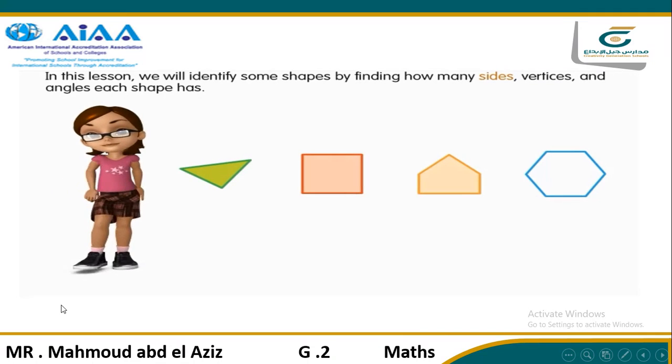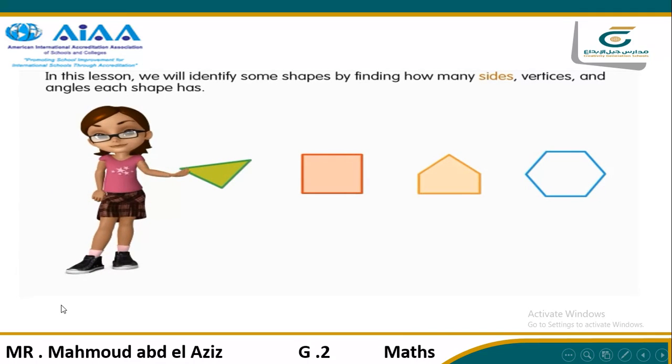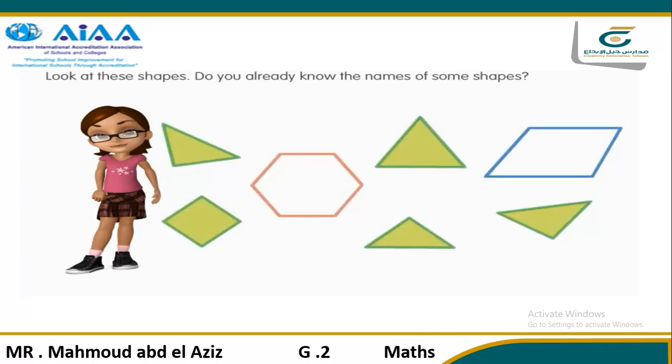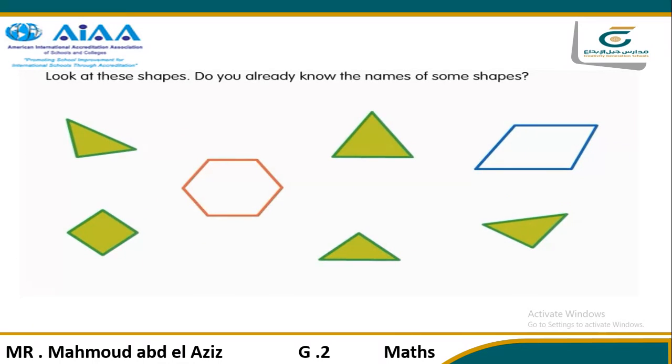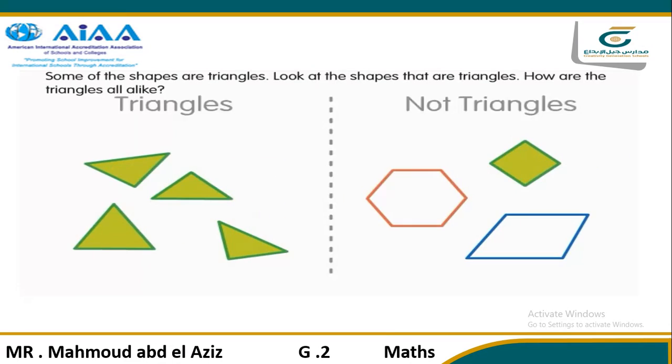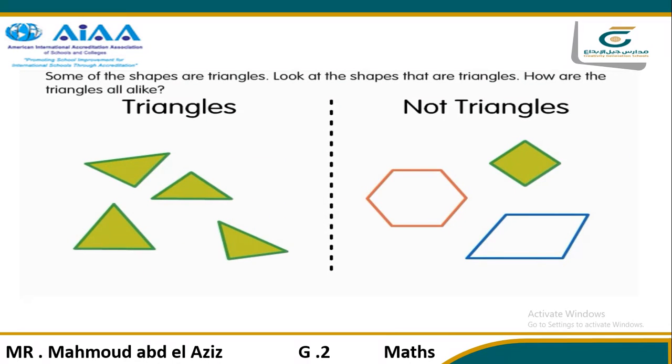In this lesson, we will identify some shapes by finding how many sides, vertices, and angles each shape has. Look at these shapes. Do you already know the names of some shapes? Some of the shapes are triangles. Look at the shapes that are triangles. How are the triangles all alike?